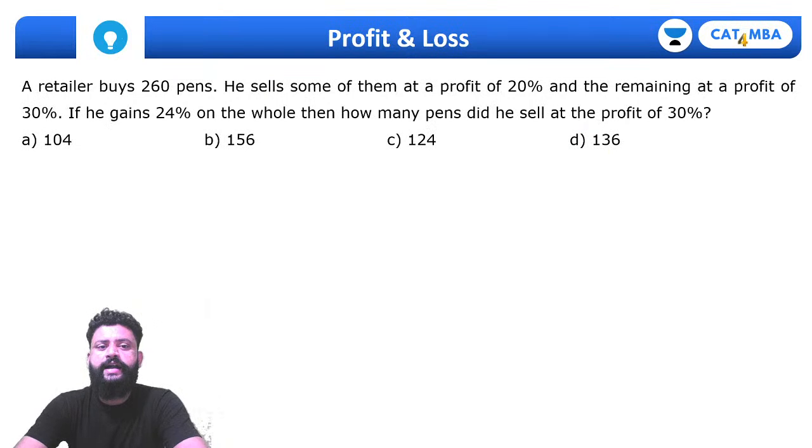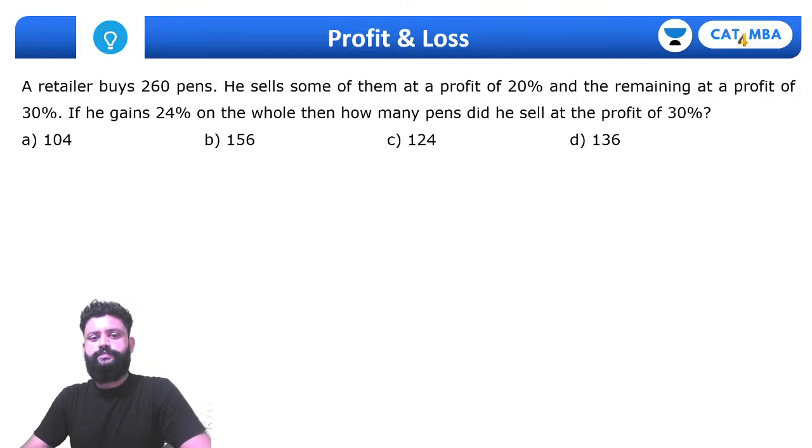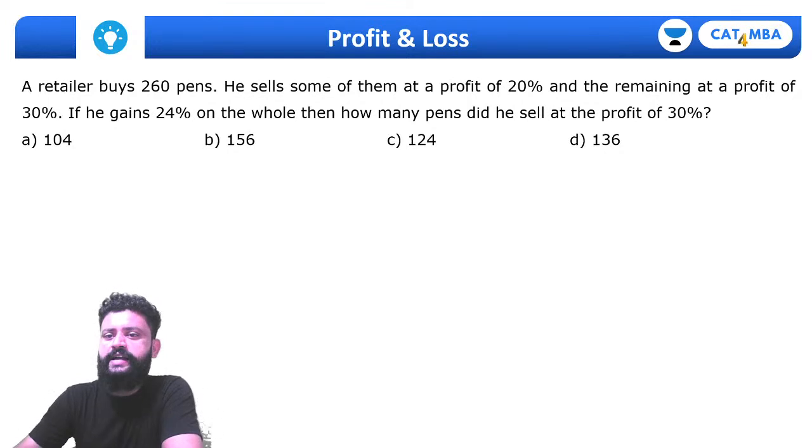Let's move ahead and try a few more questions from profit and loss. A retailer buys 260 pens. He sells some of them at a profit of 20% and the remaining at a profit of 30%, and he gains 24%. So one thing we'll learn later also in mixtures and alligation. वो shortcut हम यहाँ पे use कर लेंगे आज.